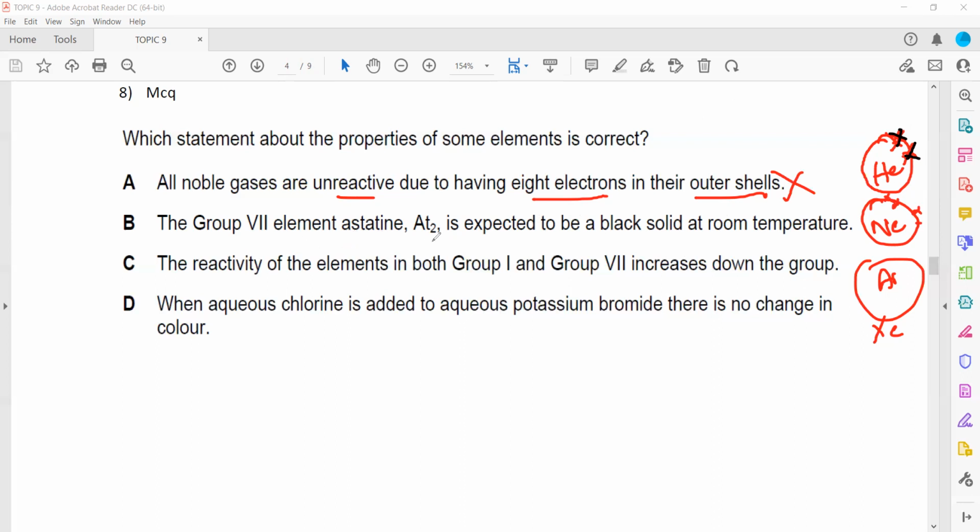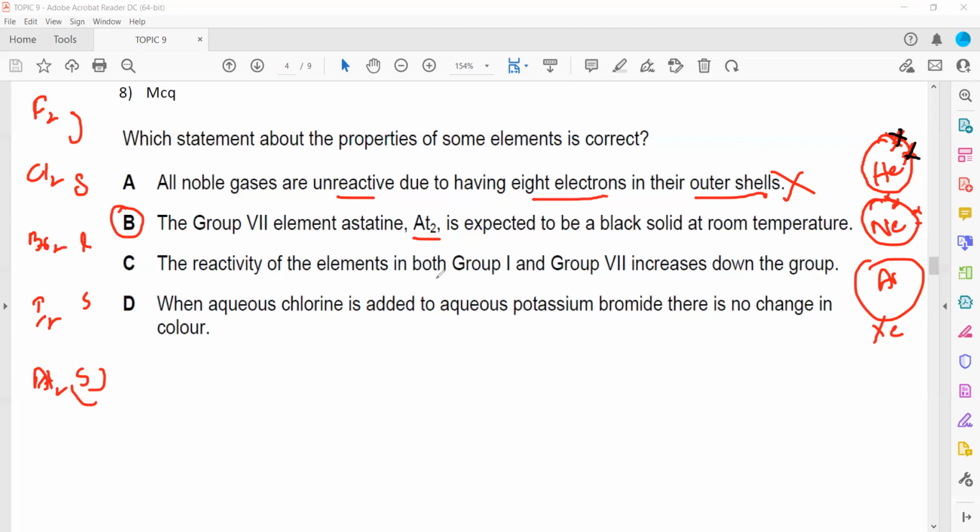Group 7 element astatine, At2, is expected to be solid at room temperature. That's true. When we compare the states, fluorine is a gas, chlorine is a gas, bromine is a liquid, iodine is a solid, and astatine is expected to be solid as well. Because it goes gas, liquid, solid. So what should be the state of astatine? It should be solid.